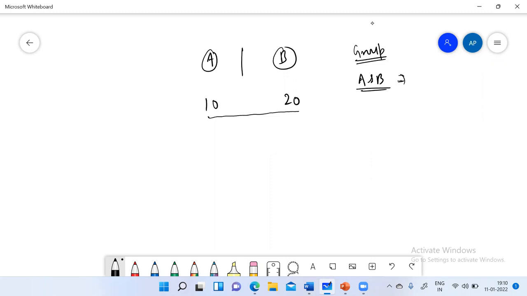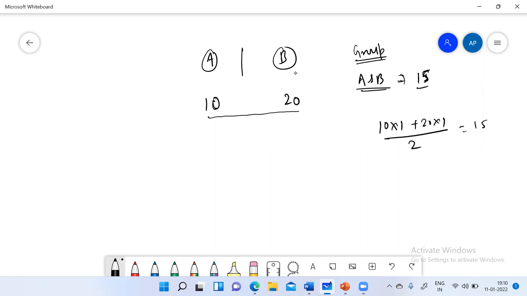10. What? 10. I didn't get you. Tell me again. I'm saying 10. No, 15. Why not 15? Why 10? Sir, I made a mistake. If you find the total of both groups, you'll see it this way: 10 into 1 plus 20 into 1 divided by 2, which is 15.